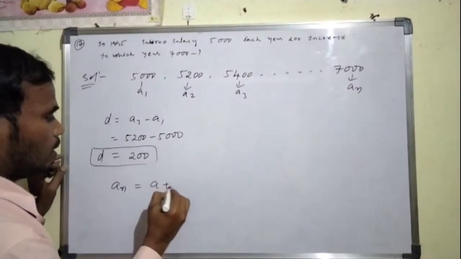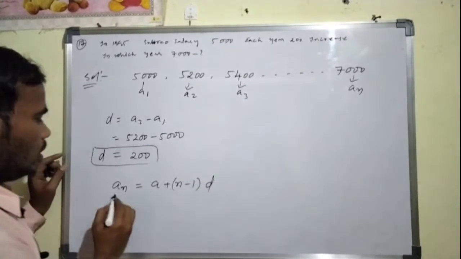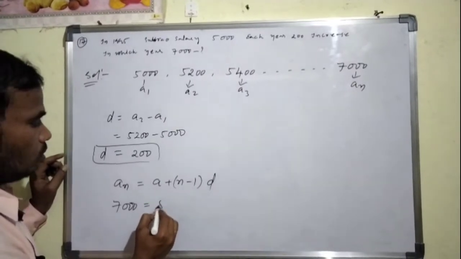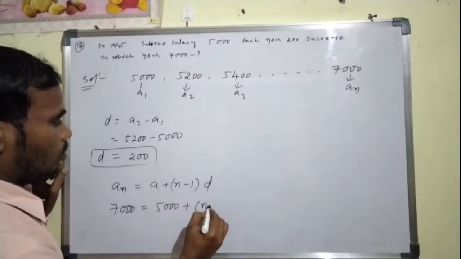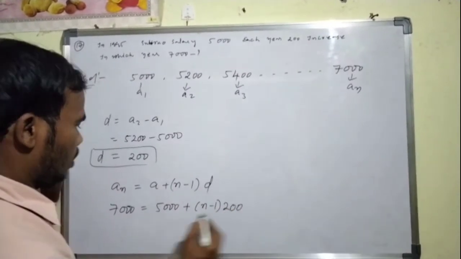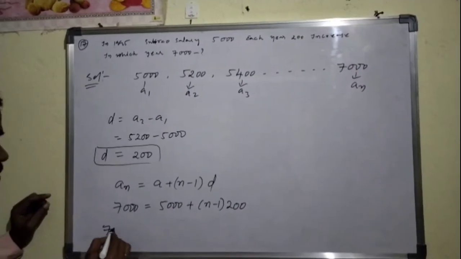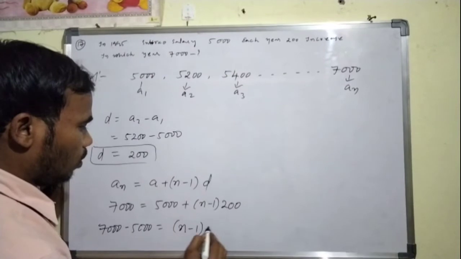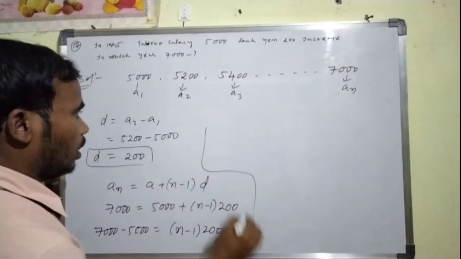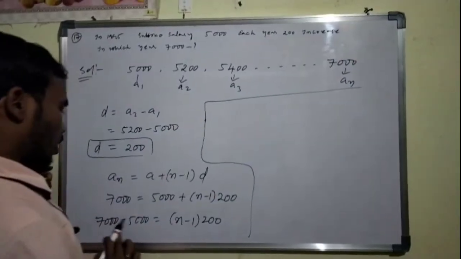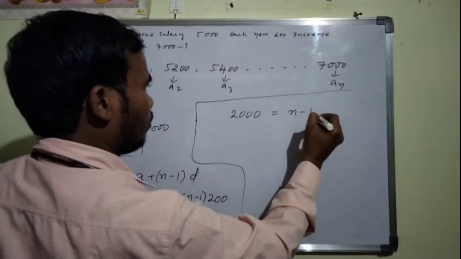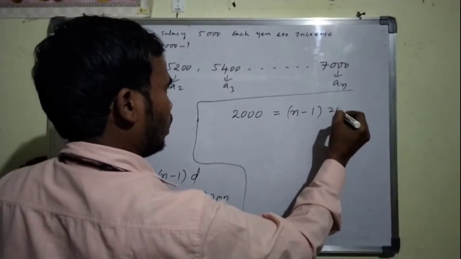So the nth term, an, is equal to a plus (n minus 1) times d. So an is 7,000, and a is 5,000, plus (n minus 1) times d, where d is 200 rupees. Transposing 5,000 to the left side, 7,000 minus 5,000 is equal to (n minus 1) times 200. So 7,000 minus 5,000 is 2,000, which is equal to (n minus 1) times 200.